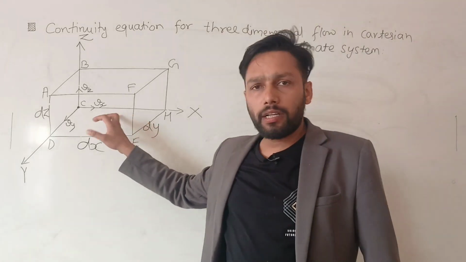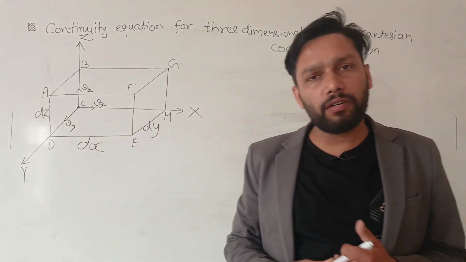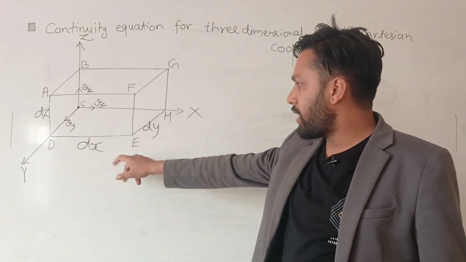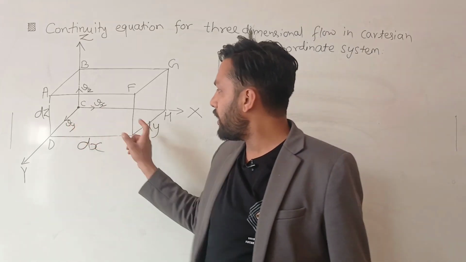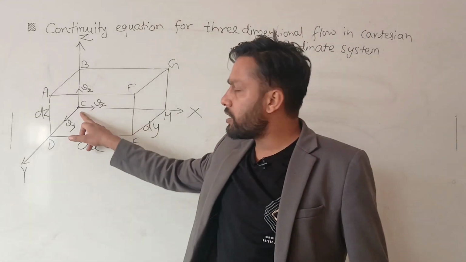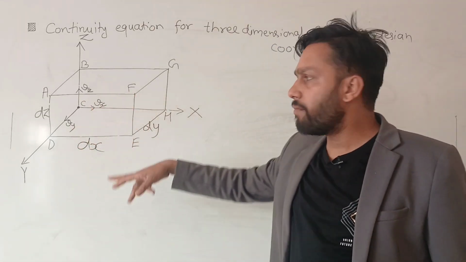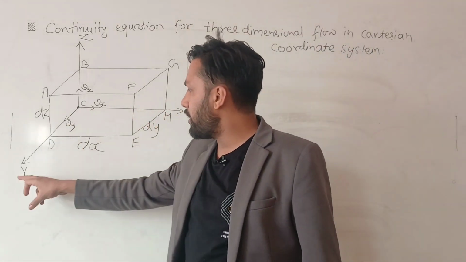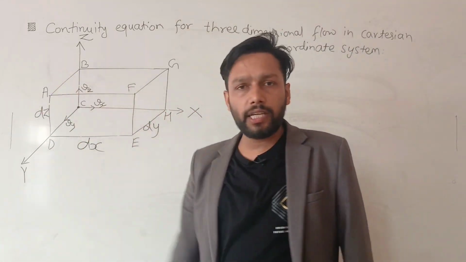We have considered a rectangular prism as a control volume here, which is a very small element, and it has dimensions dx, dy, and dz. You can see here. And let us consider the velocity components also: Vx in the x direction, Vy in the y direction and Vz in the z direction.